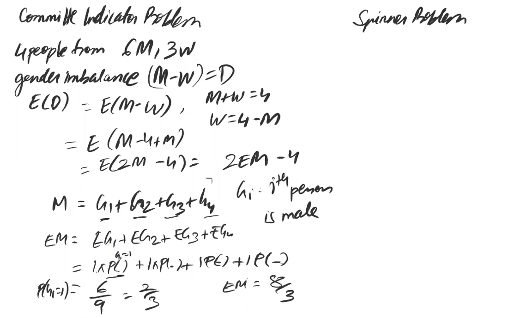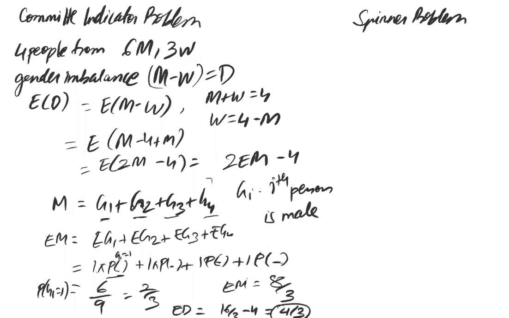And then E of D would become 16 by 3 minus 4. That is 4 by 3. So the expected difference is 4 by 3 here. Okay, this is how we did it.